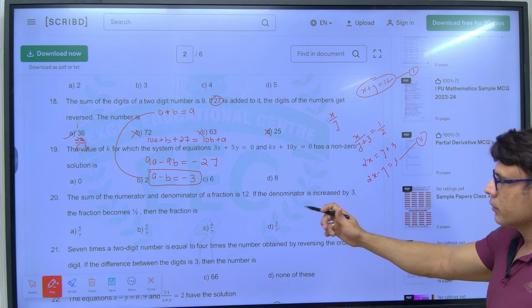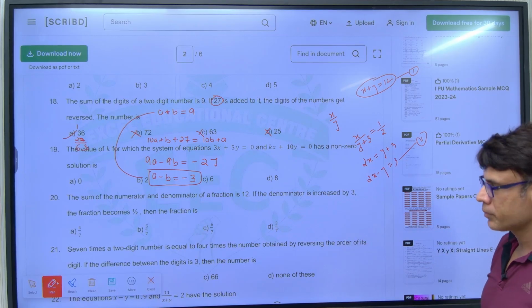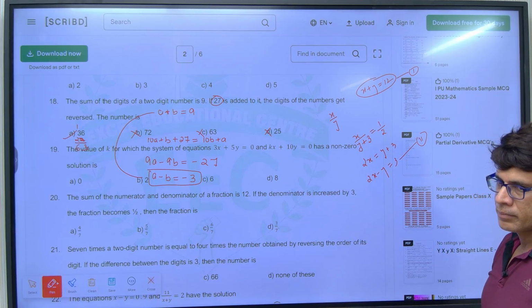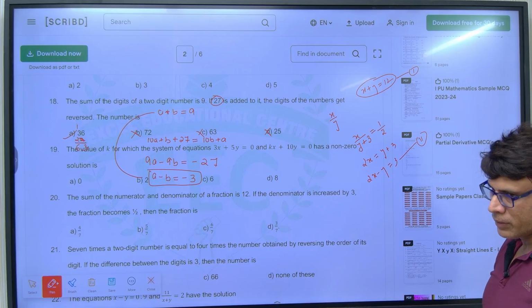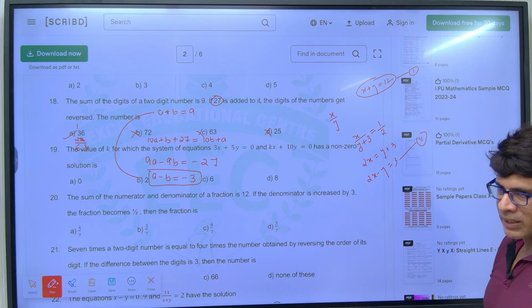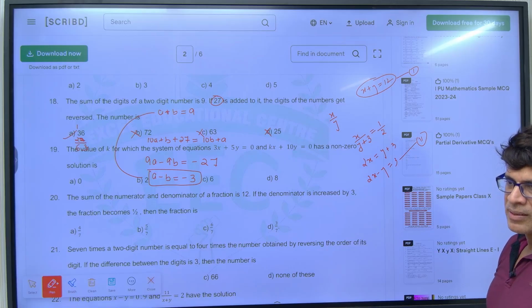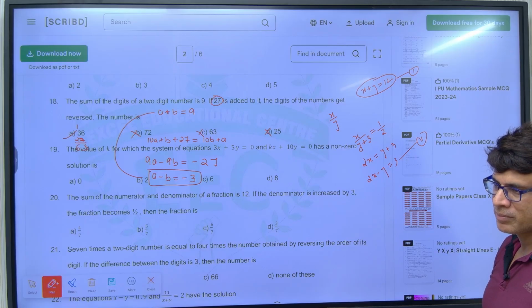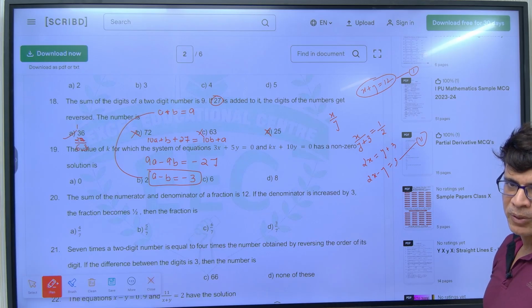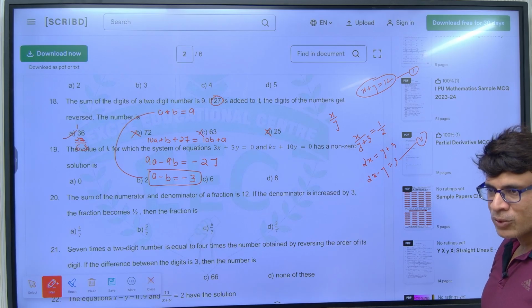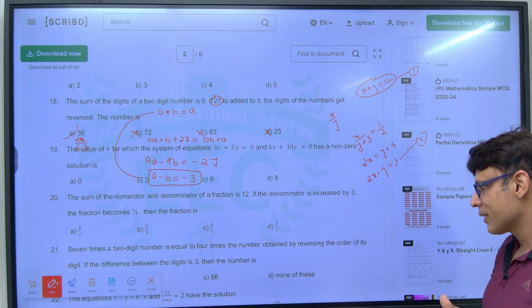Then the fraction becomes half. Or else use the option. What is 7 plus 3? 5 by 10, which is 1 by 2. You should know how to use the options.